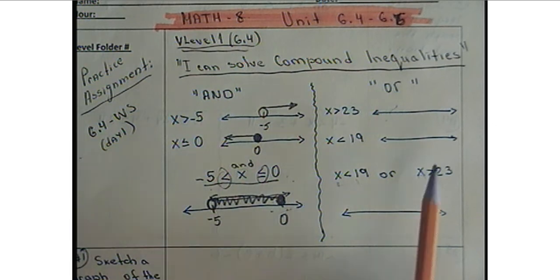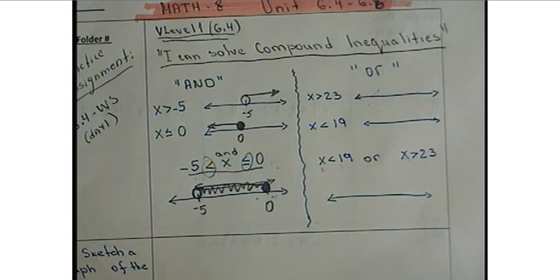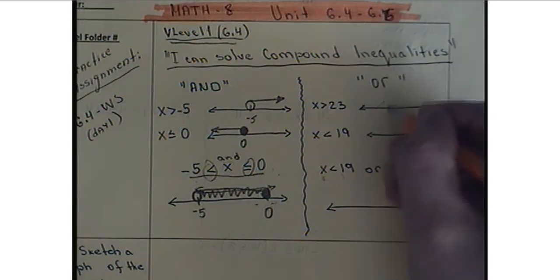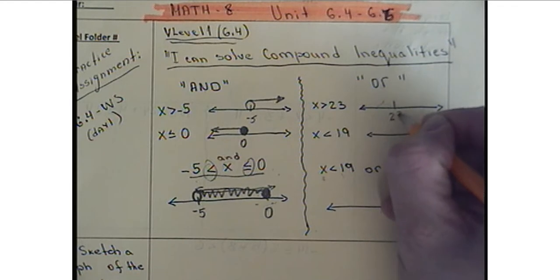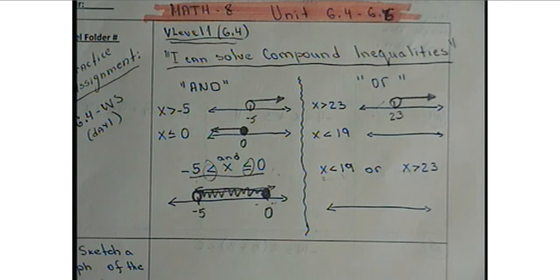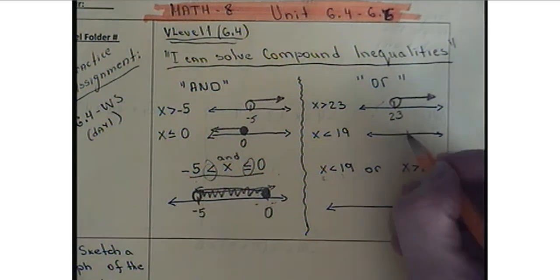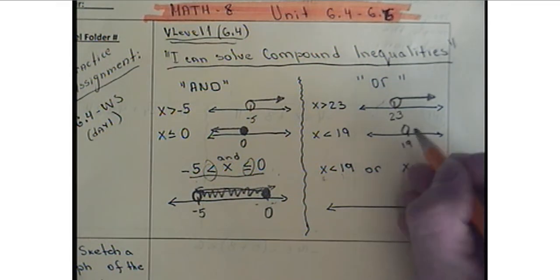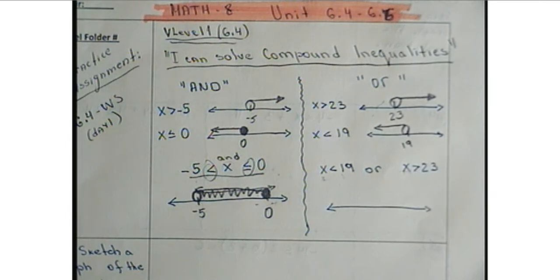With OR form now, it's another case. So x is greater than 23. If 23 is here, we're going to have an open circle that goes in this direction. Then we have x less than 19, another open circle that goes in the opposite direction.